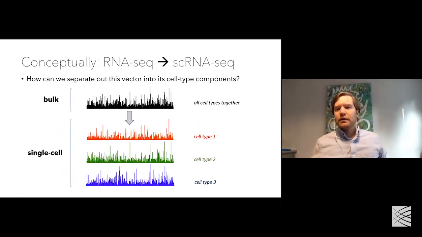So conceptually, what's the difference as we move to single-cell RNA sequencing? Well, one of the ways to sort of visualize what we're doing is we want to separate out this vector from bulk RNA sequencing into its individual cell type components. So this bulk signal conceptually is a sum of these signals from the different cell types that are present in the experiment. So going from bulk to single cell is almost like going from black and white to a color photograph where you have all these different channels of information now.